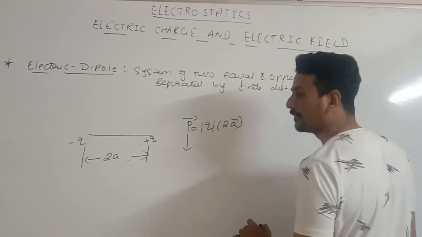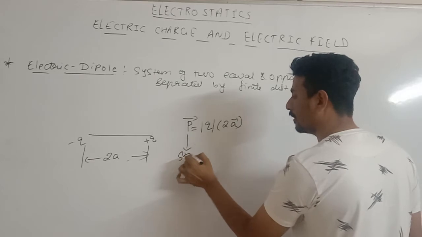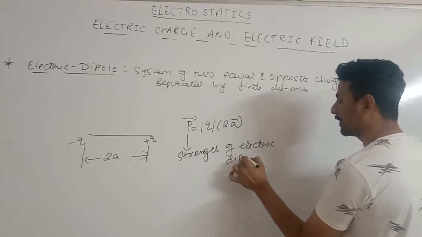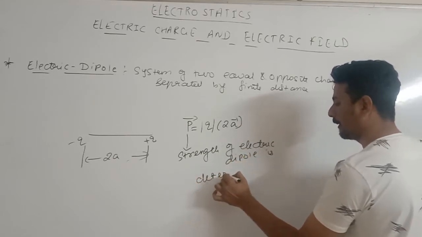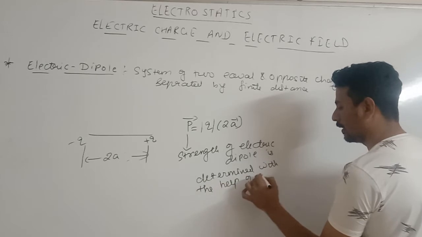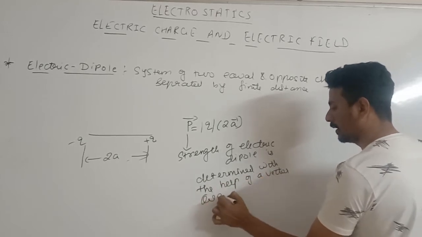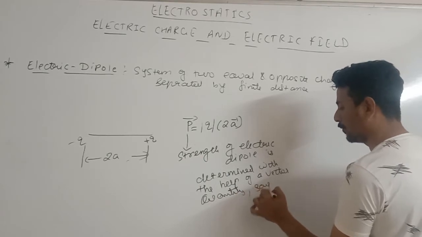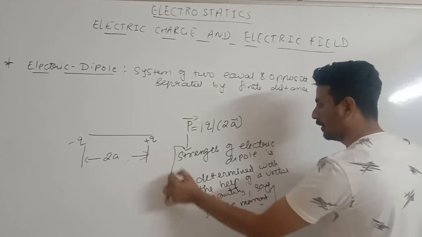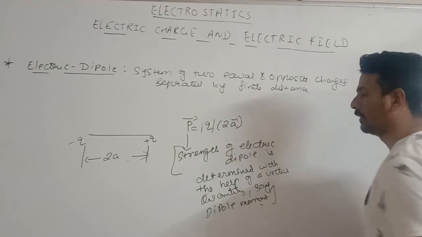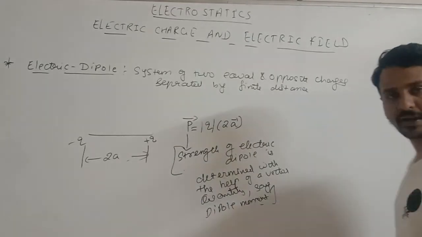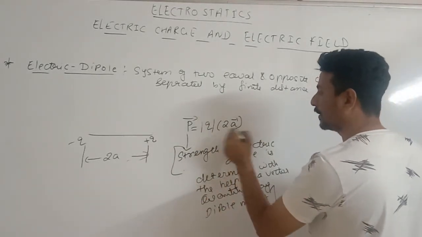What does dipole moment signify? It determines the strength of electric dipole. Strength of electric dipole is determined with the help of a vector quantity, say dipole moment. Clear? See, in many reference books, what dipole moment actually is has not been mentioned, so you can note it down. It determines the strength of electric dipole. And dipole moment is a vector quantity. It is magnitude wise any one of the charges into the distance between them.